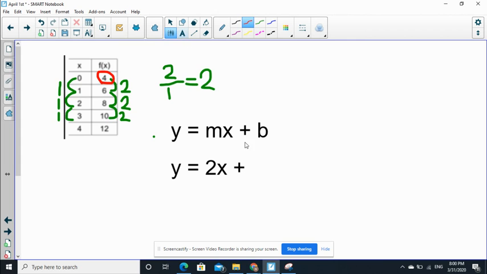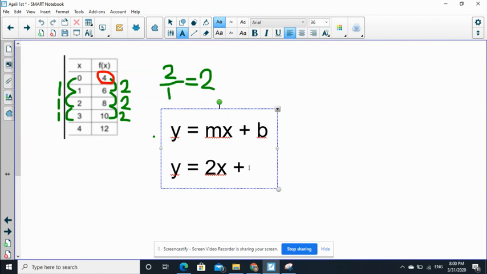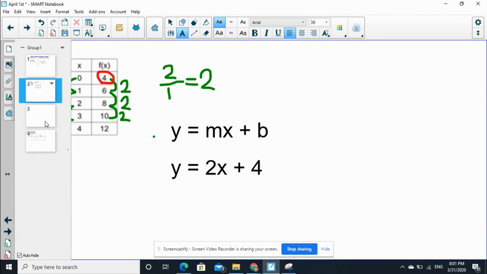To complete this equation, we'll put 4 here. This is the equation for this function: y equals 2x plus 4. Again, 2 is the rate of change, 4 is the initial value. This is linear.